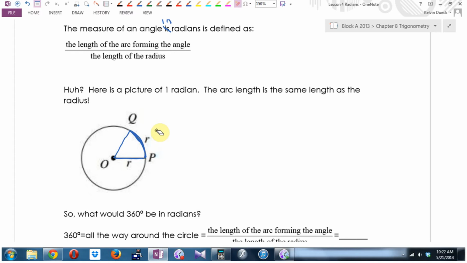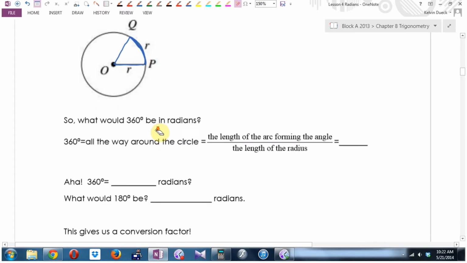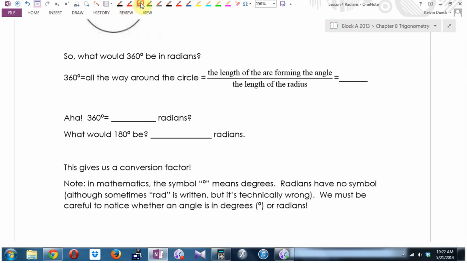So what's the definition? If you take the length of the arc that traces out the angle and you divide it by the radius, that's that angle's measure in radians. So what would 360 degrees be in radians?